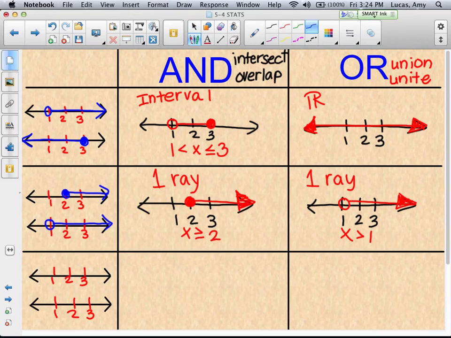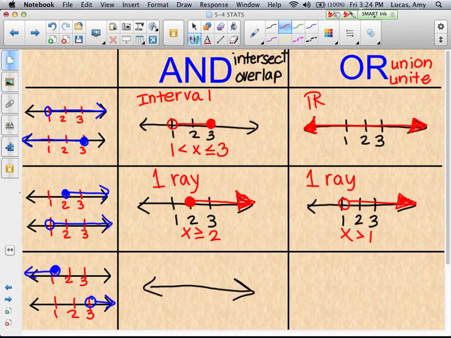And I am going to need to have a closed circle on 1, and we're going to go to the left, and then I'm going to go with an open circle on the 3, going to the right. So if we start out with two rays pointing in opposite directions, and the word separating the inequalities is "and," we're looking for where they intersect or where they overlap, and these don't.